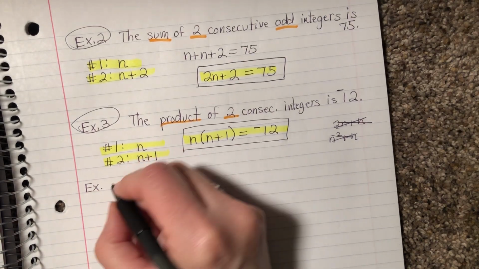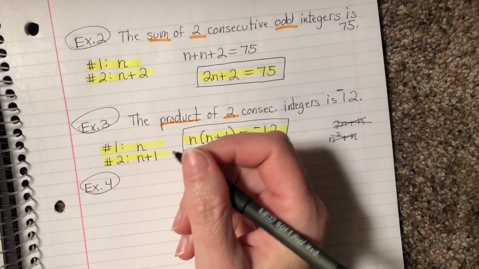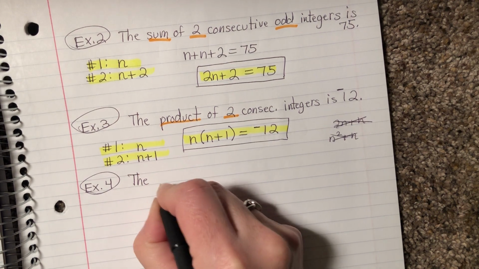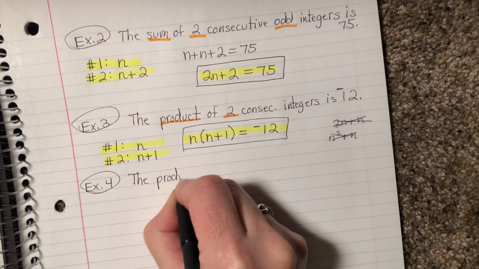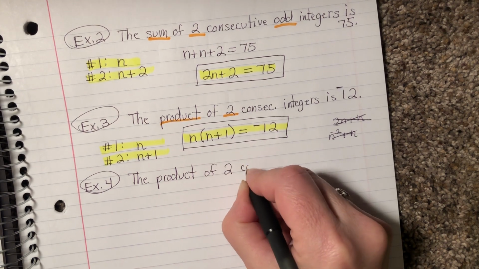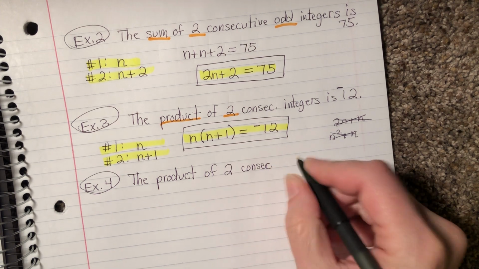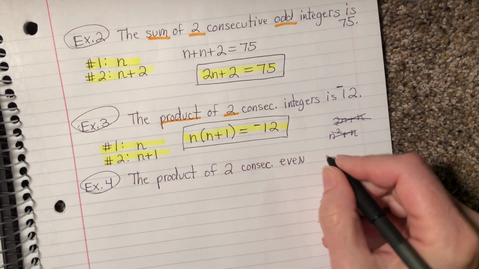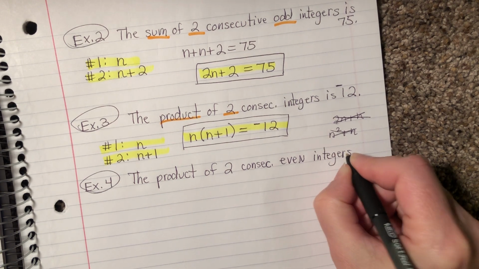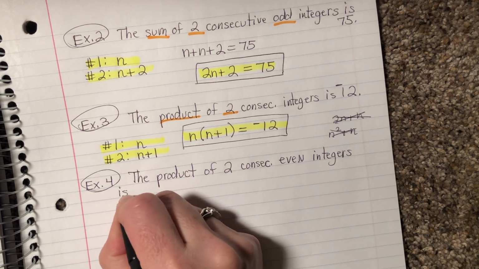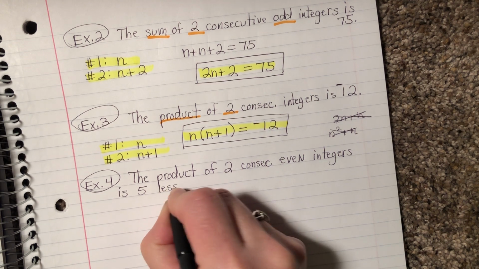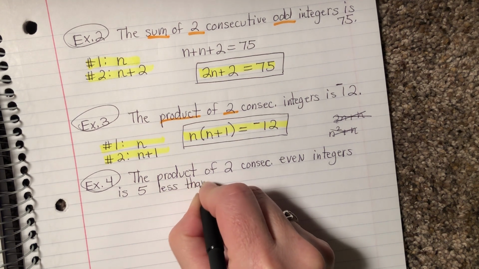Example, oh, I'm at 12 already, darn it. I think I'm okay. Example 4, we're going to try a harder one. The product of 2 consecutive even integers is 5 less than twice their sum.